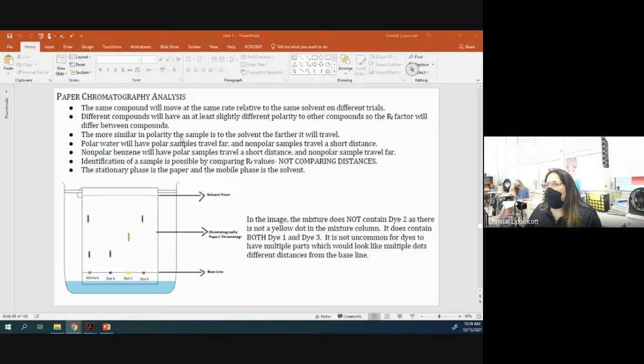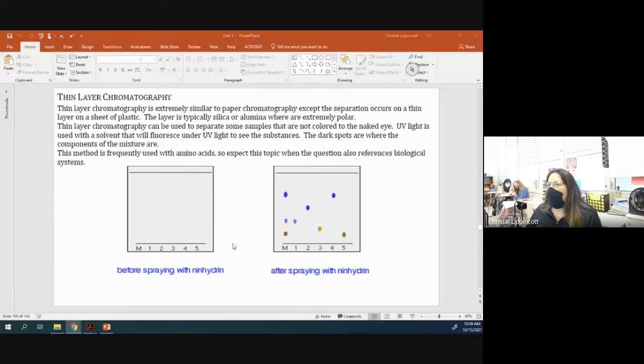The more similar the polarity of the sample and the solvent, it's going to travel further. Polar water will have polar samples travel further. Non-polar samples will travel less. Non-polar benzene, it's going to be just the opposite. And then we can calculate this RF value and compare how far those dyes go.